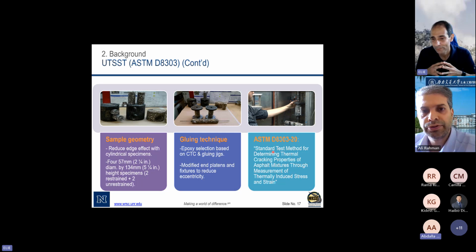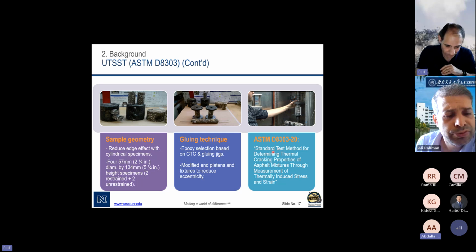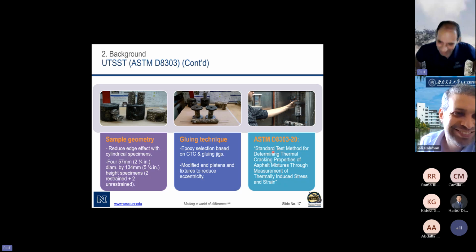Okay, thank you. Last one: does increasing or decreasing the thickness of the asphalt layer affect thermal cracking? Yeah, good, very good question.